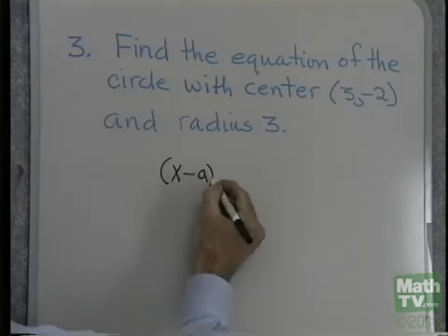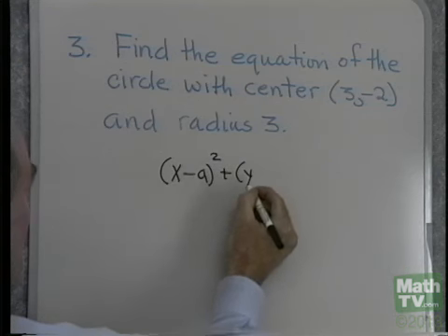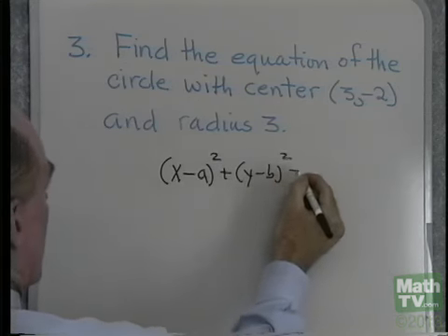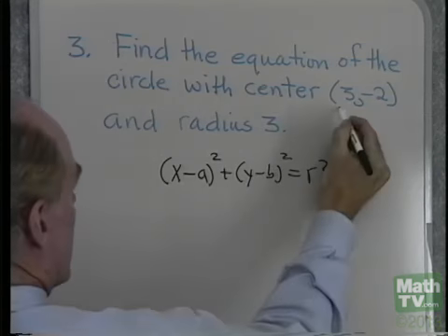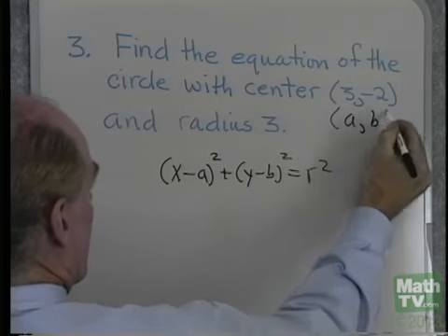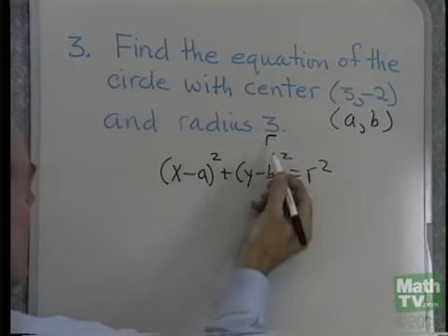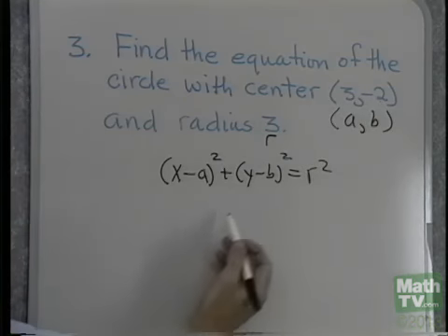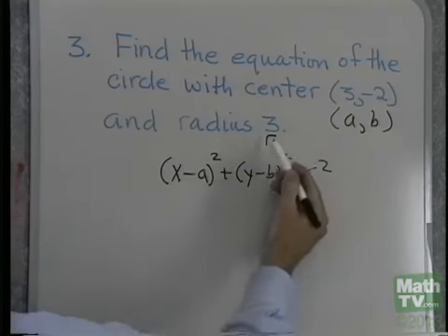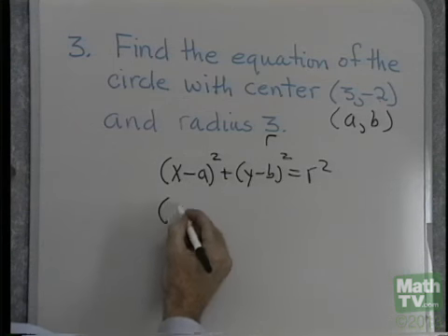(x - a) squared plus (y - b) squared is equal to r squared, where the point (a, b) is the center of the circle and the radius is r. So r is equal to 3, a is equal to 3, b is equal to negative 2. So I'll substitute these numbers into my equation and I'll have this.